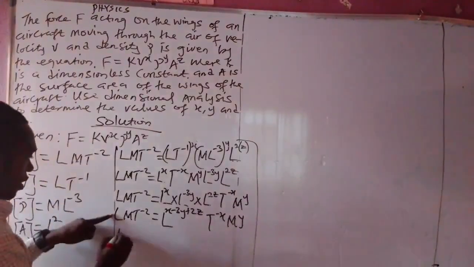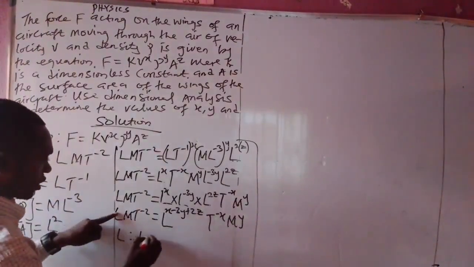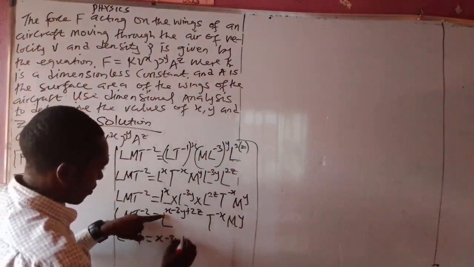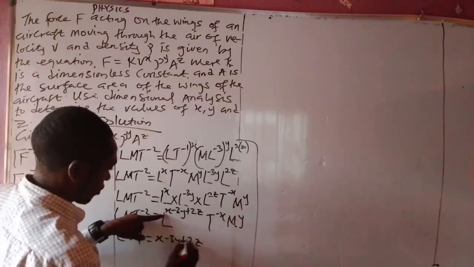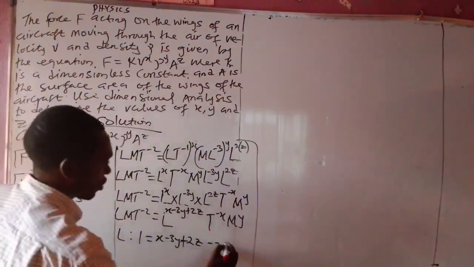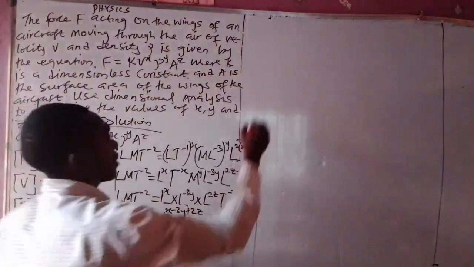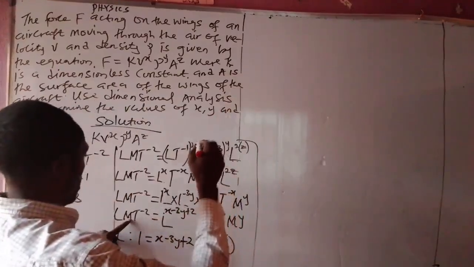So L now, what is the power of L here is 1, which is equal to the power of L here. We have x minus 3y plus 2z. This is what we have. You can call this equation 1. Okay, let's continue here.